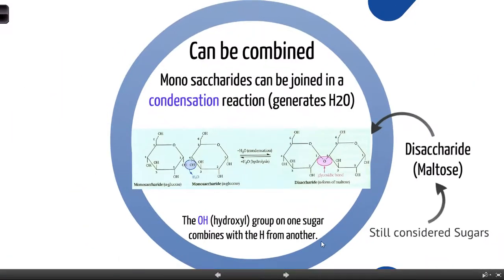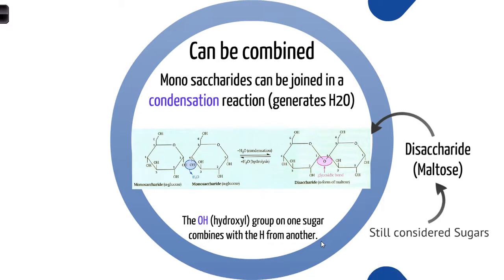Okay, alright, so we're going to make a little bit of a start on this one. We're going to start talking about how they can combine. So monosaccharides can be joined in a condensation reaction. Now a condensation reaction is just a reaction that produces water, H2O.